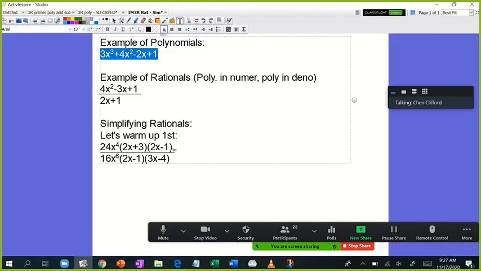Now, if you go here, a rational is what we're transitioning to. A rational is basically a polynomial in the numerator and a polynomial in the denominator. So you can think of it as two polynomials as a fraction. One polynomial on top, one polynomial on bottom. That's it. That's what a rational is. Take a look at this graph though.